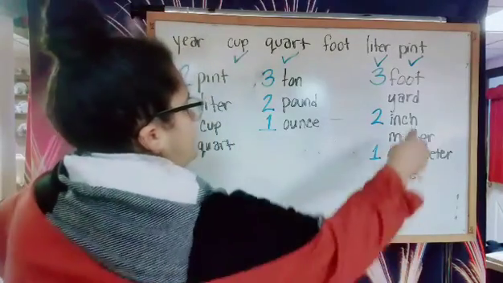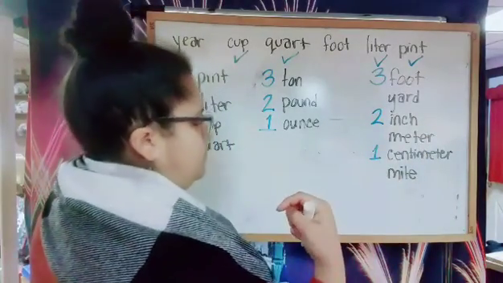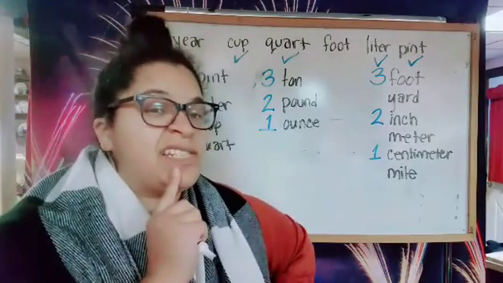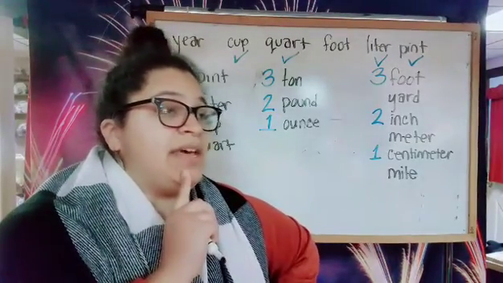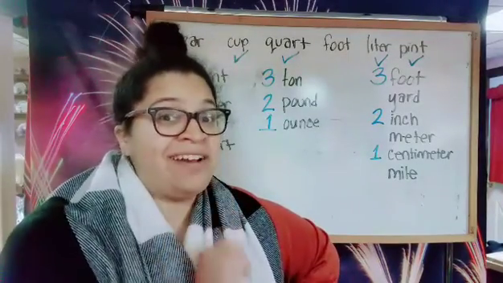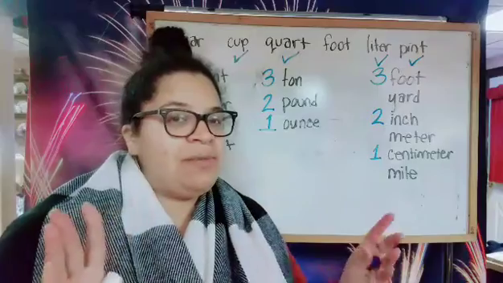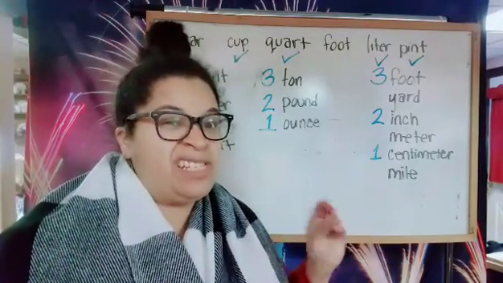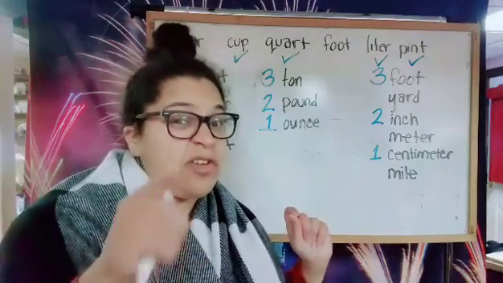Okay, so I'm left with yard, meter, and mile. Ooh, we have to remember our meter stick and our yard stick in the classroom. And so we know that a yard is 36 inches. 1 yard equals 36 inches. And remember when I held it up next to my meter stick, it is about how many inches? Does anybody remember? About 39 inches.